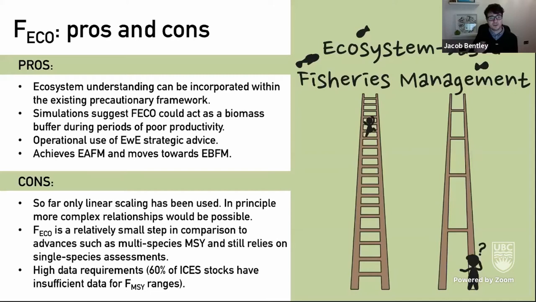And then the simulation suggests that F-Eco could act as a biomass buffer during periods of poor productivity. It acts as a way to operationally use Ecopath with Ecosim models for tactical catch advice, and it achieves an ecosystem approach to fisheries management, which moves us ever closer to ecosystem-based fisheries management. The cons of the approach so far: we've only tested linear scaling.